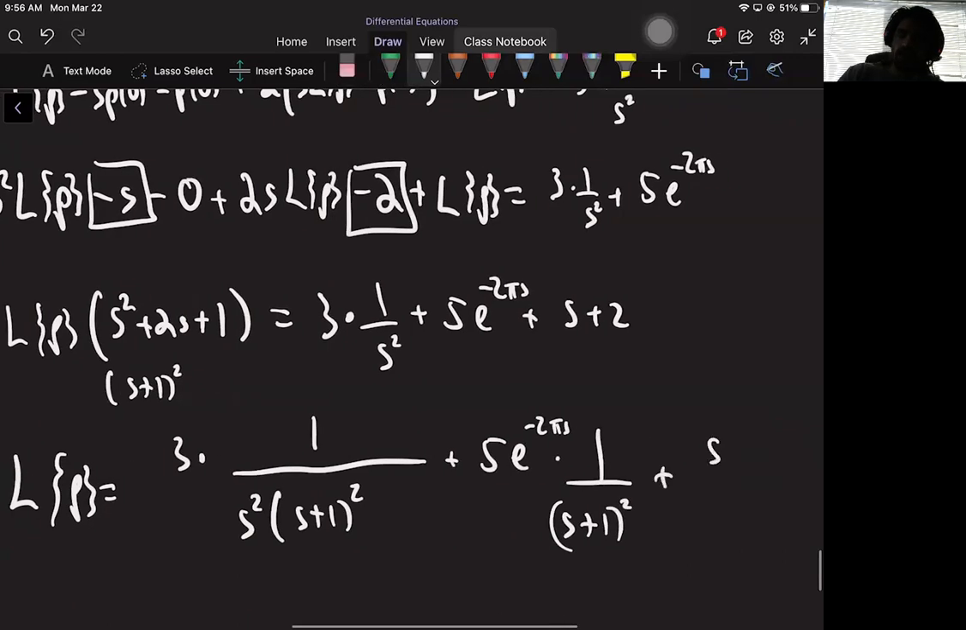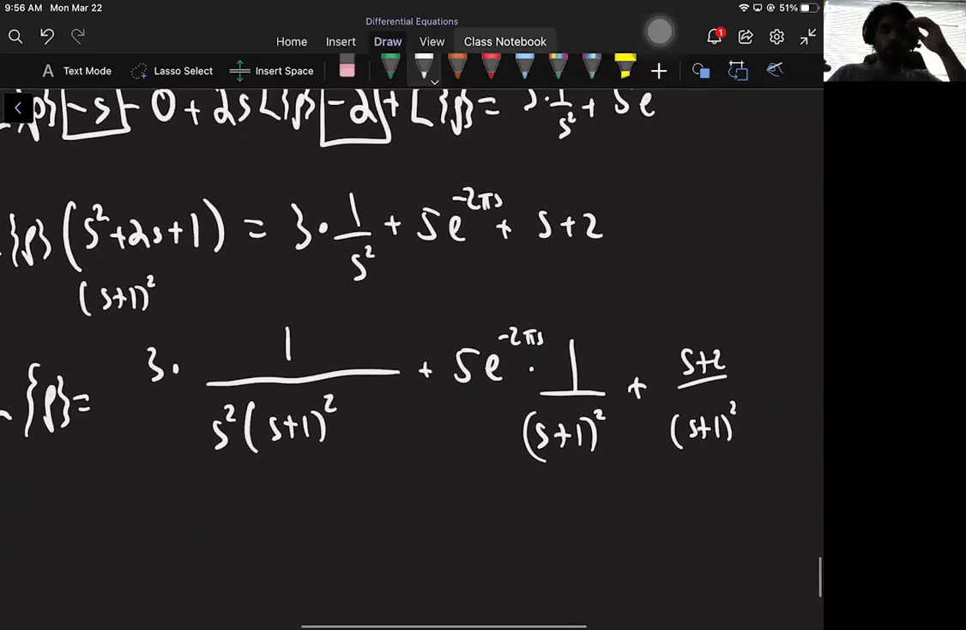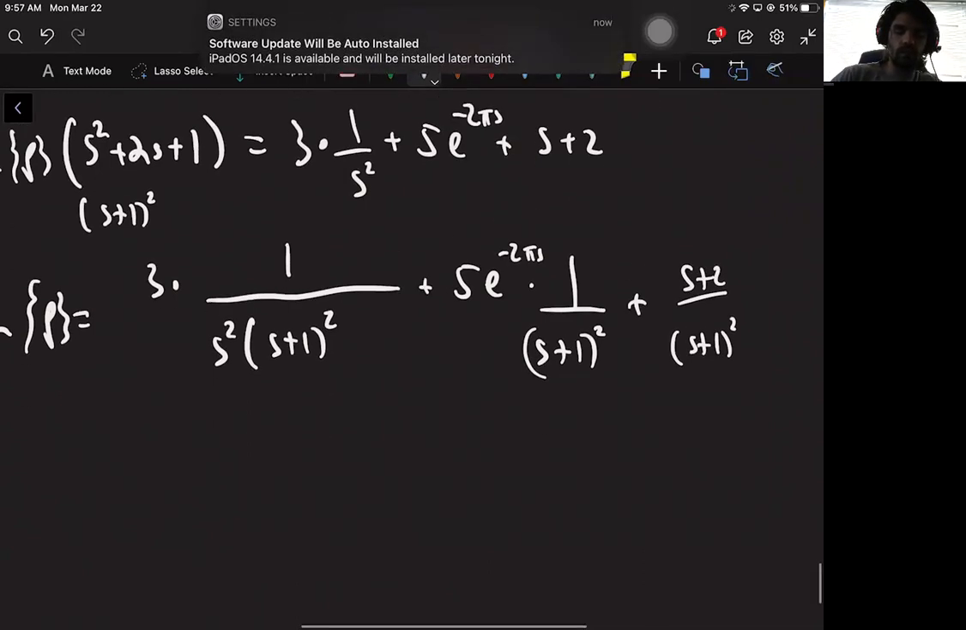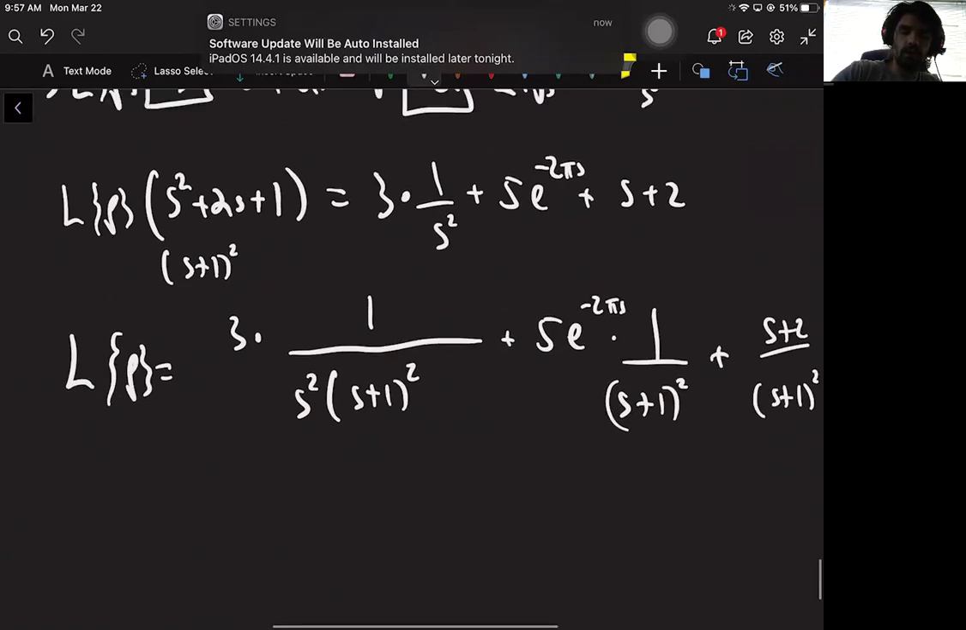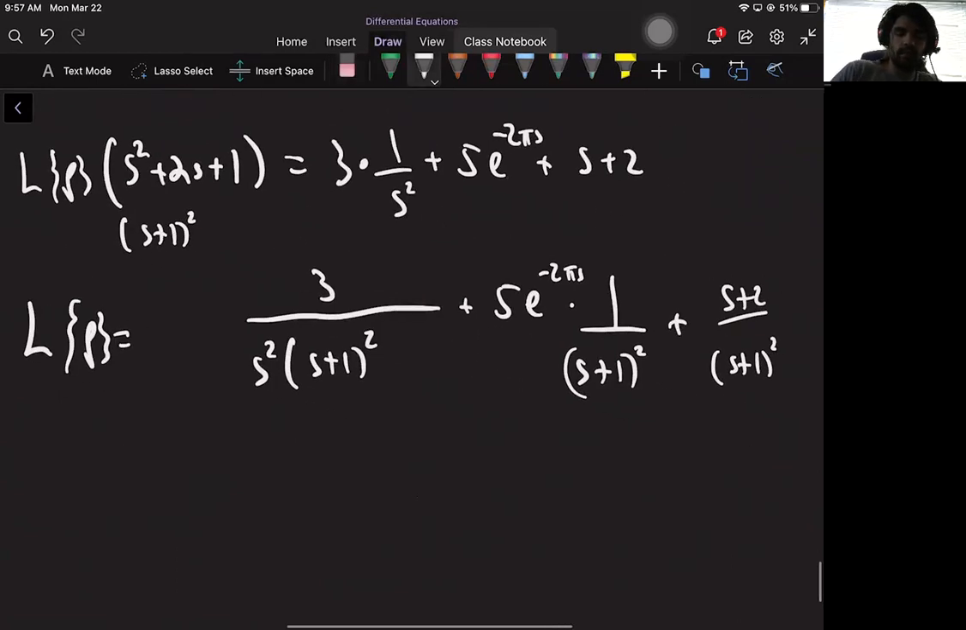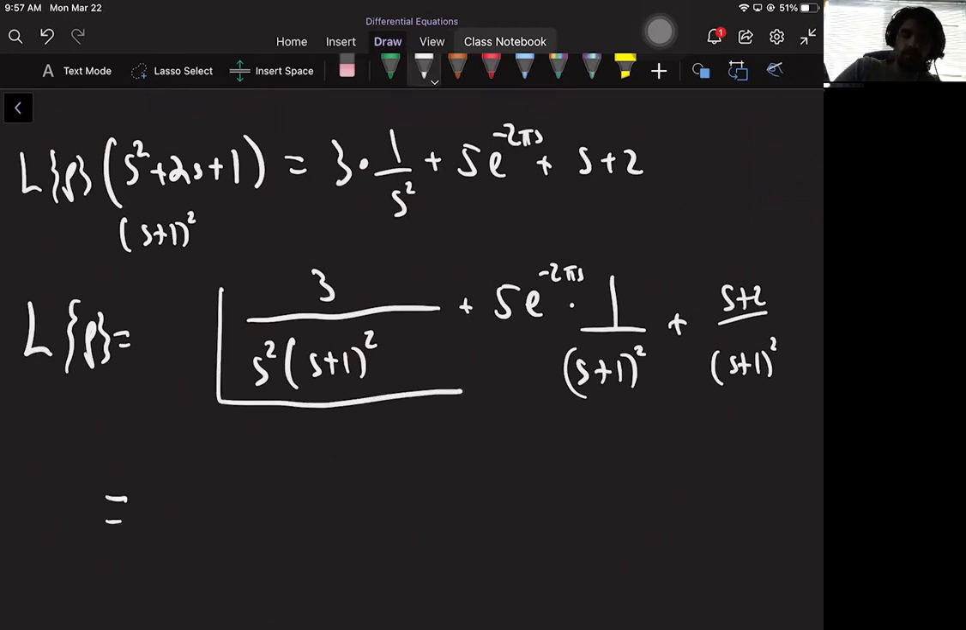And you got to be a little bit careful here. So what can we do? Well, actually, I guess I'll keep this 3. I'll keep this 3 up here because I'm going to do partial fractions on that. So I might as well just keep 3. So here, this thing I'm going to do partial fractions.